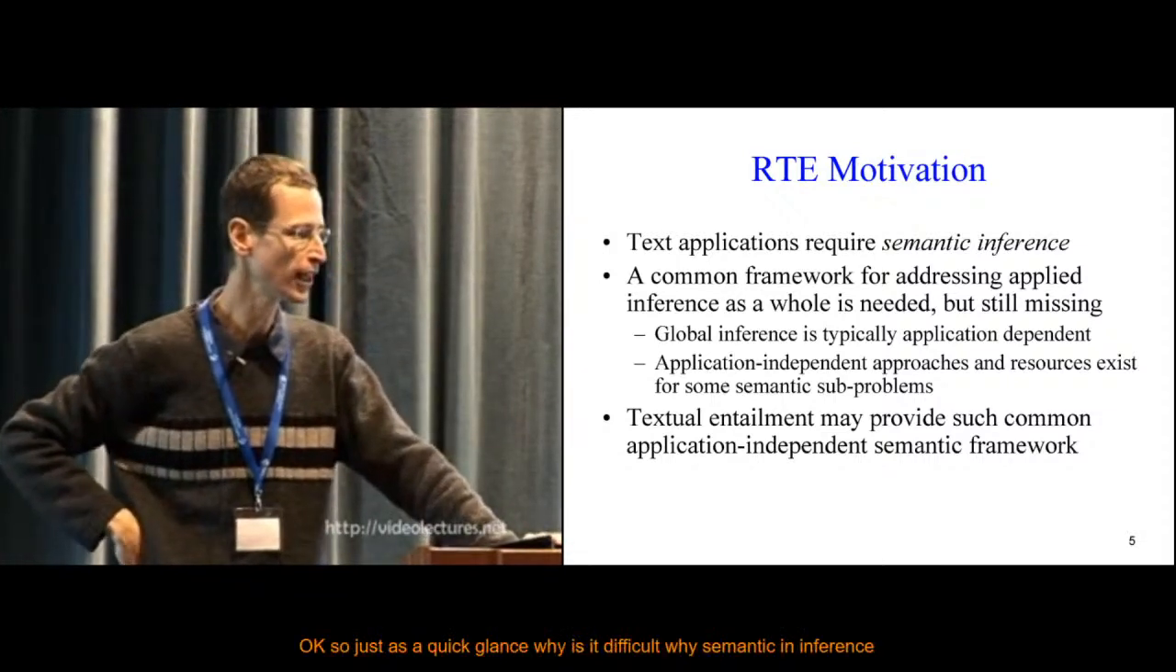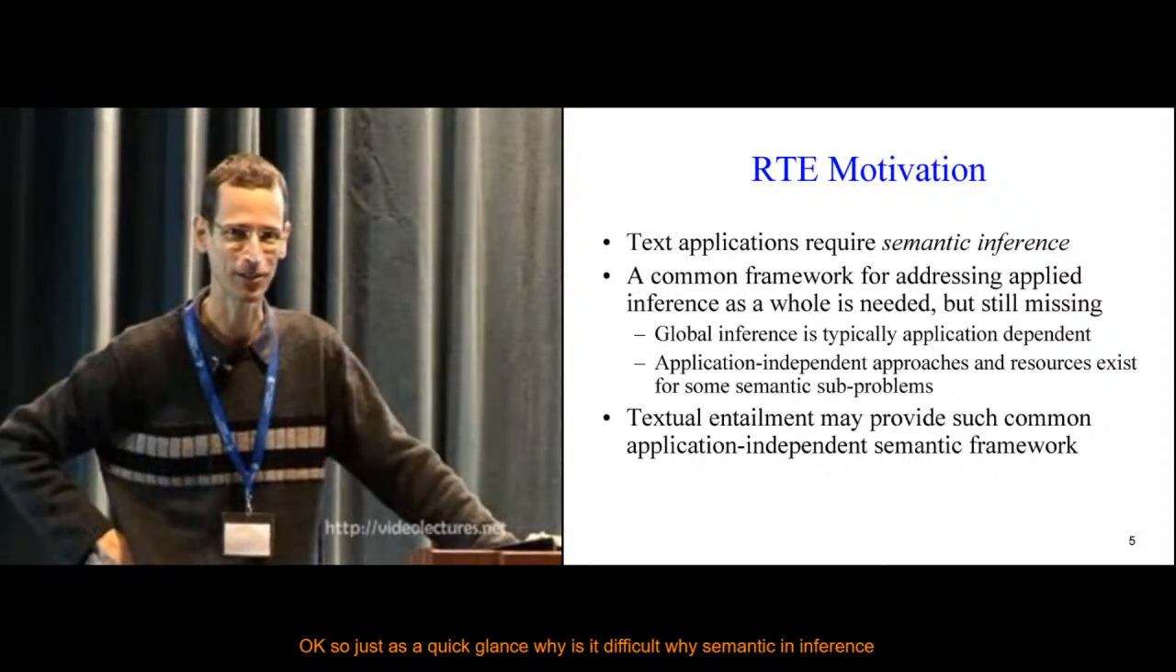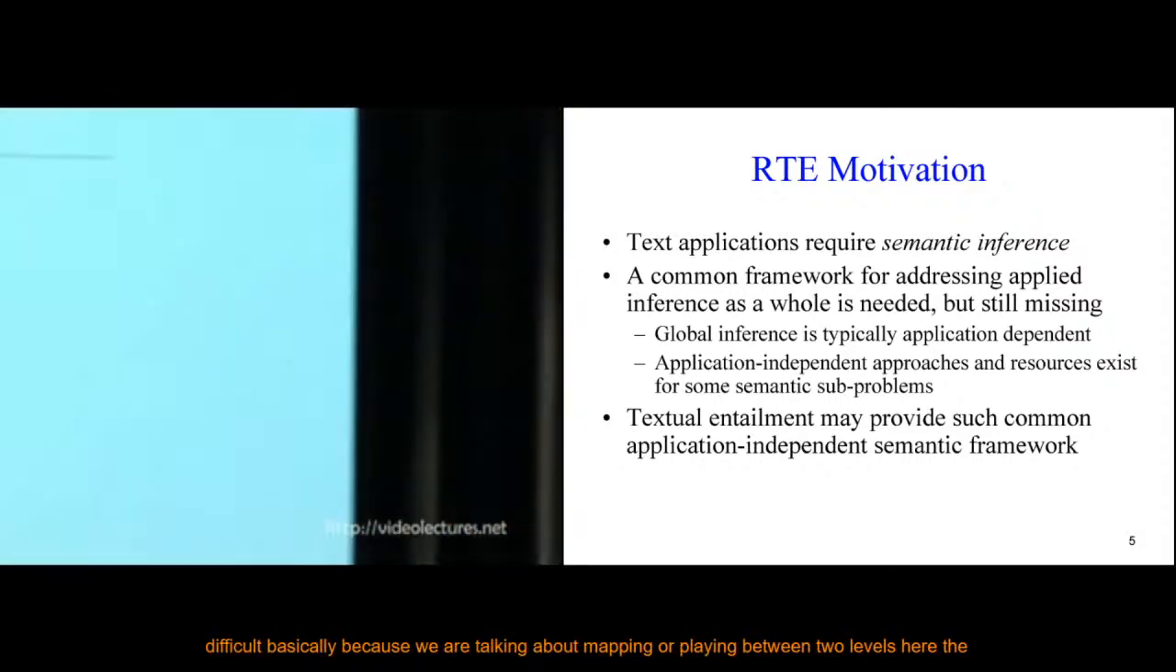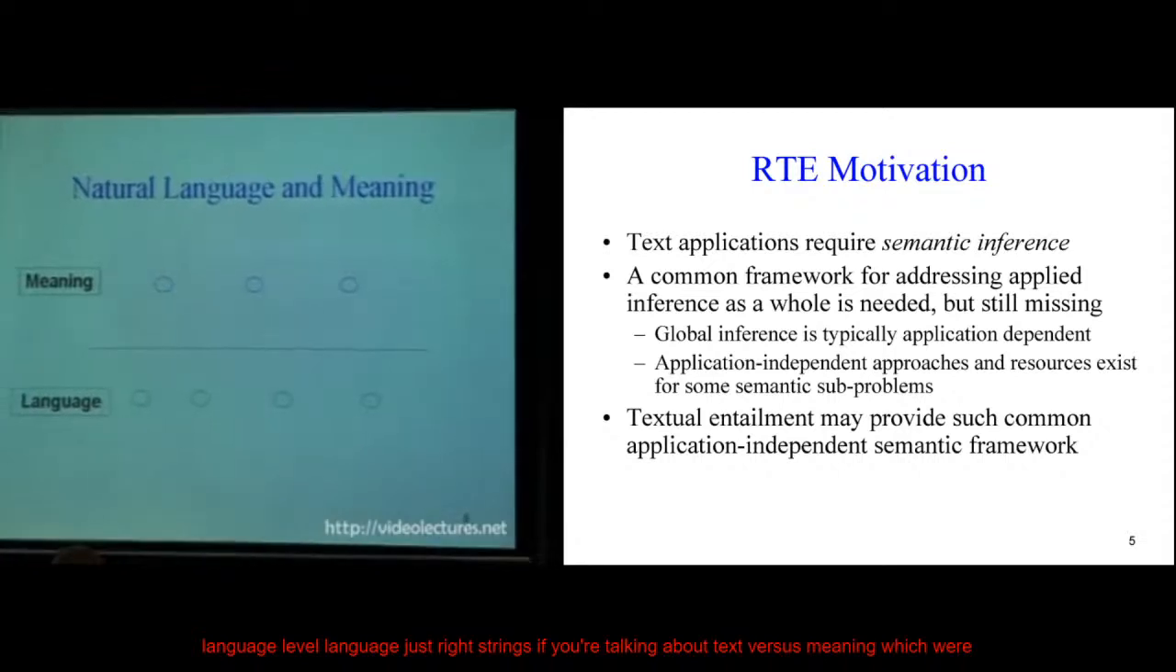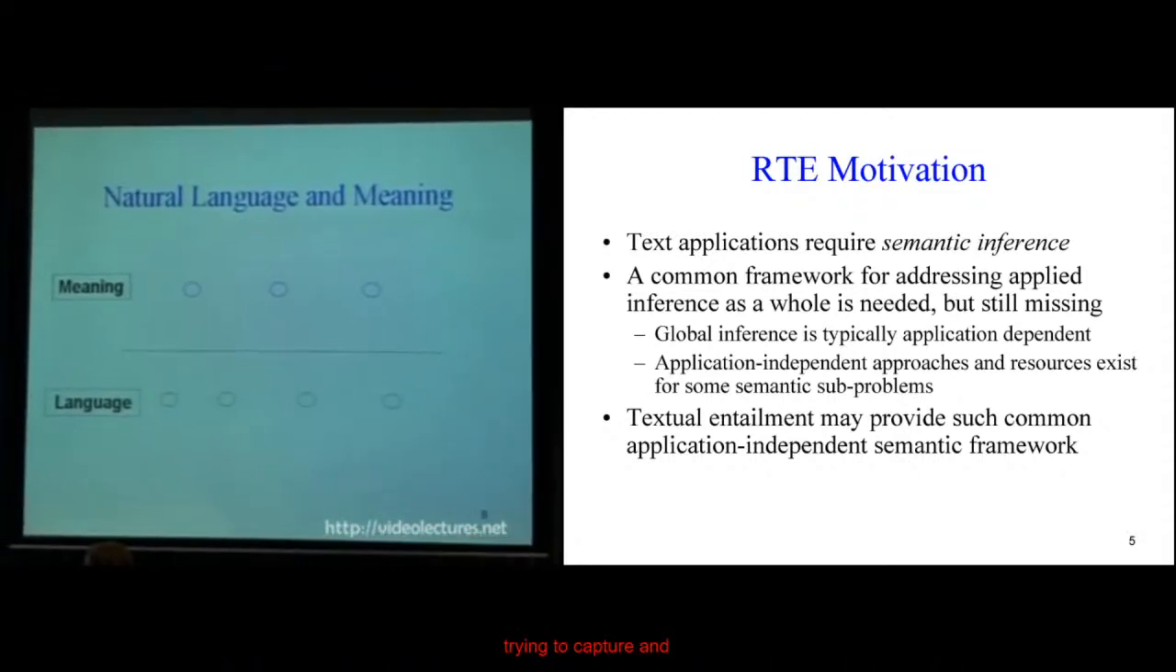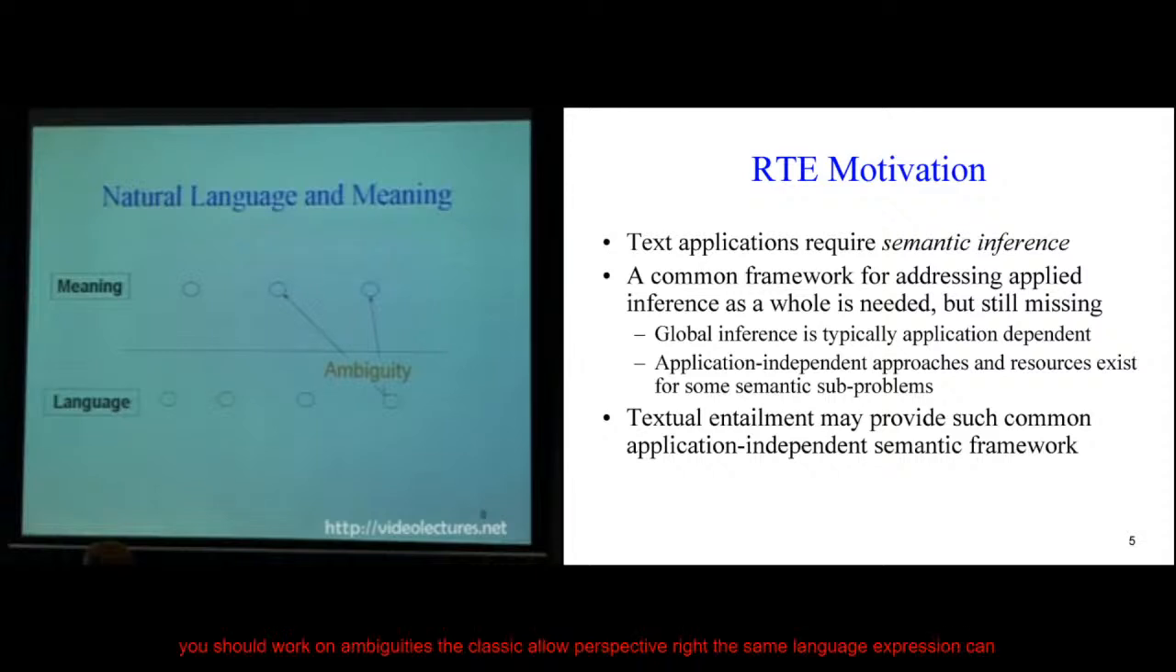Okay, so just as a quick glance, why is semantic inference difficult? Basically because we are playing between two levels here. The language level, which is just strings if you're talking about text, versus meaning, which we are trying to capture. And very simply, it's difficult because it's a many-to-many mapping, right? Because if it were a one-to-one mapping, we wouldn't have to work hard. Ambiguity is the classical perspective, right? The same language expression can have various meanings, while the dual phenomenon is variability, where you can say the same thing in 1,000 different ways. And that's actually why things are difficult.